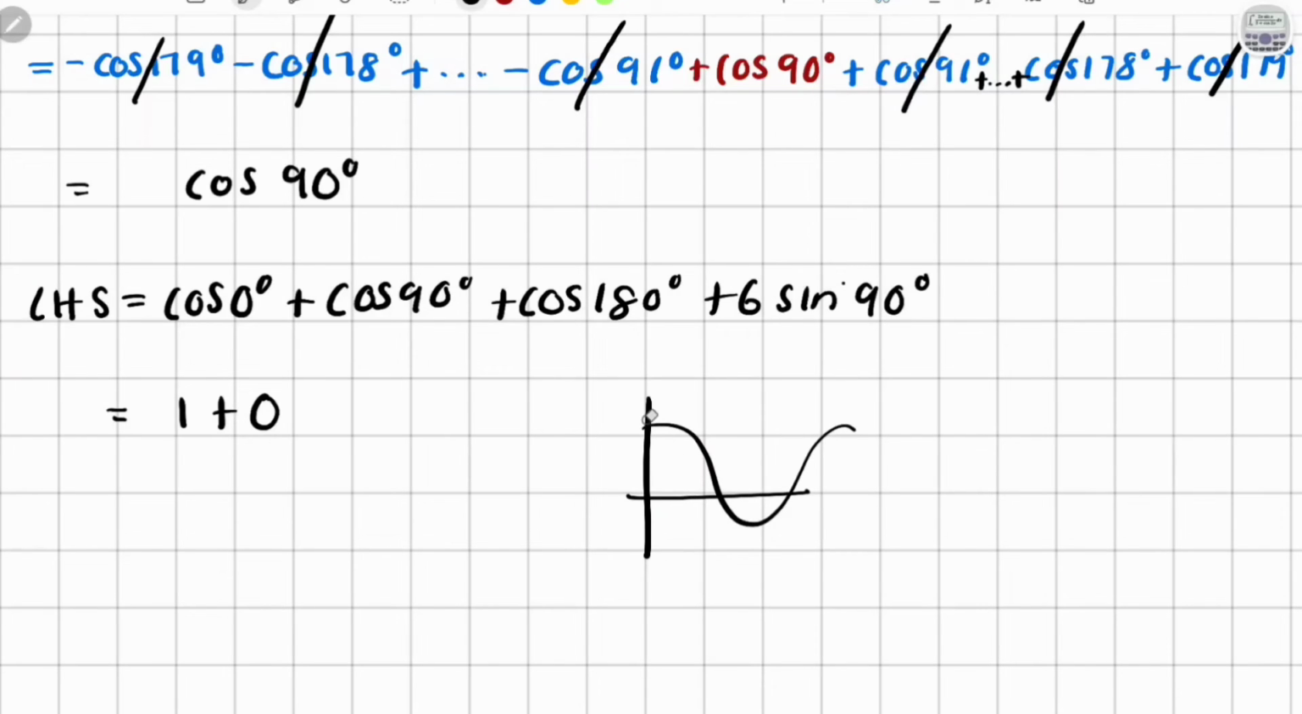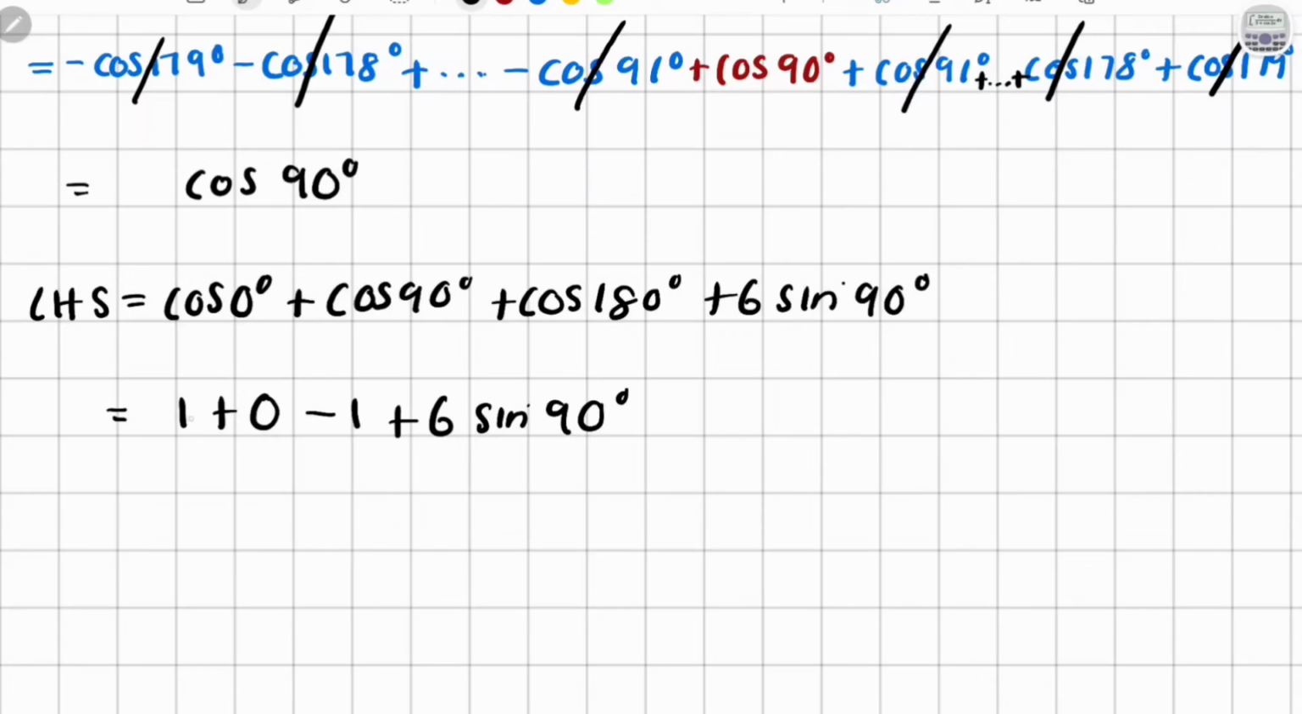Okay, and it's in intervals of 90. So that's 0, that's 90, that's 180, 270, and 360. Okay, you can use your calculator, but I'm just using the graph to remember what it's going to be. Cos 180 would give me -1, so -1. And then I have this sum plus 6 sine of 90 degrees.